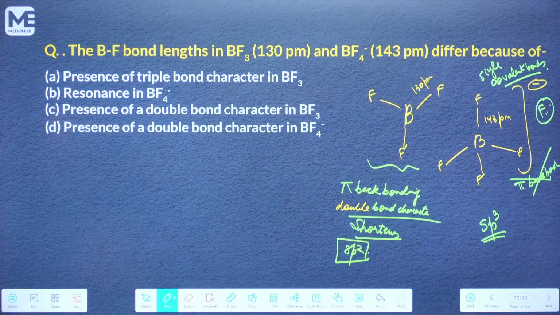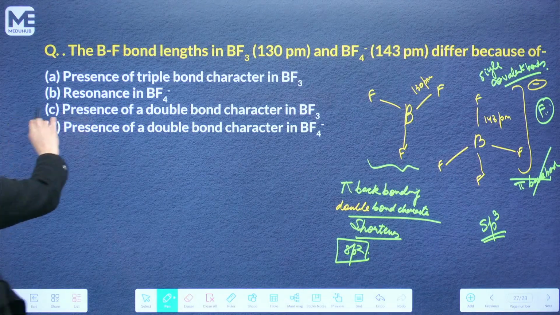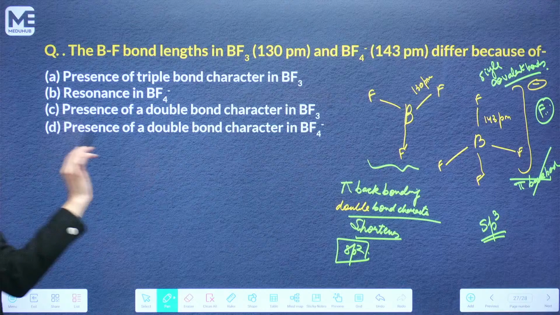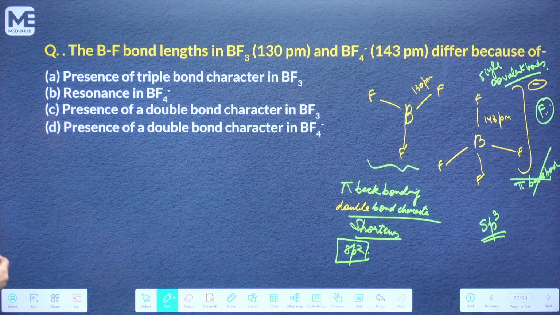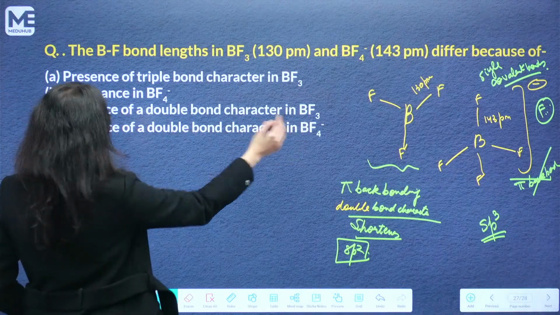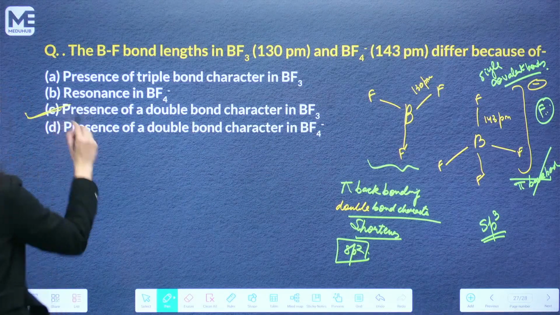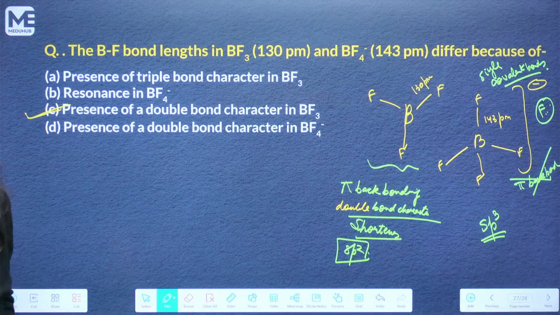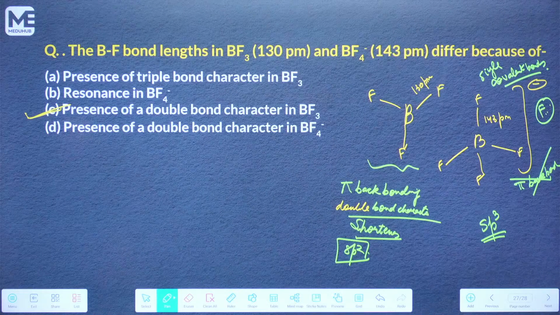First says presence of triple bond character in BF3, that is wrong. Second says resonance in BF4 minus, no, there is no resonance. Third says presence of a double bond character in BF3. This is the correct option because there is pi dative back bonding in BF3. So correct option is 3. Right, you got it. Good.